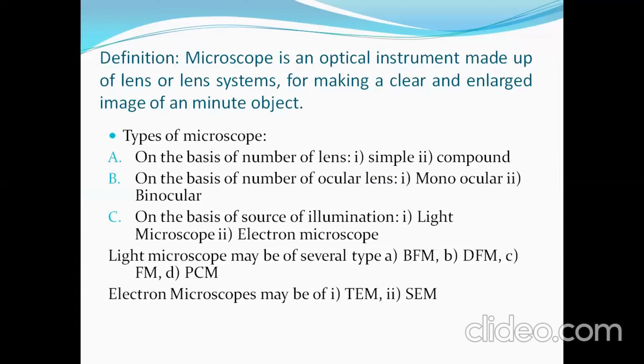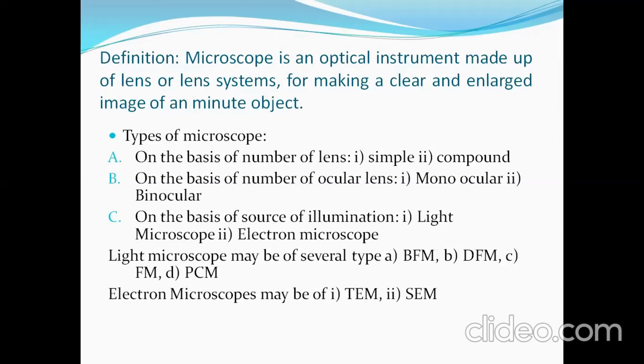So what is the definition? It is an optical instrument made up of a lens or lens system, and its purpose is to visualize a very minute specimen. We should have not only an enlarged or magnified image, but a clear magnified image of a minute specimen, right? Now we pass on to the different types of microscope. This is not a classical classification; I have just classified the different types of microscope to understand them very lucidly.